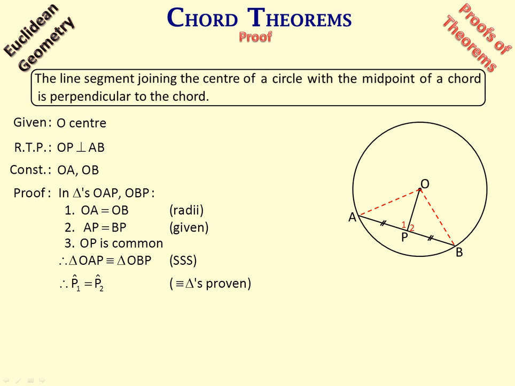So here we go. P1 equals P2 because of the congruency. But we argue P1 and P2 add up to 180. They're supplementary, adjacent angle, straight line. So therefore, they are 90 each, and there's your perpendicular.